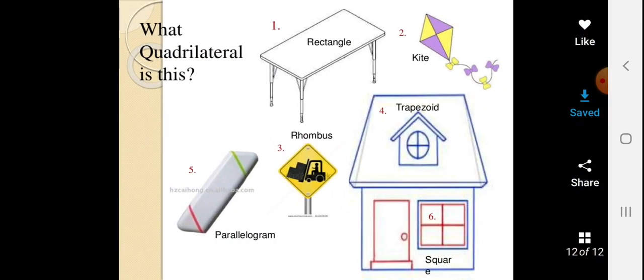What quadrilaterals can you identify in this figure? You can see the rectangle table, the rhombus signboard. You can see the tape parallelogram. You can see the square house and the windows, rectangle door, and the trapezoid figure. So I hope you have understood the different kinds of quadrilaterals. Let's talk about them and their properties in detail.